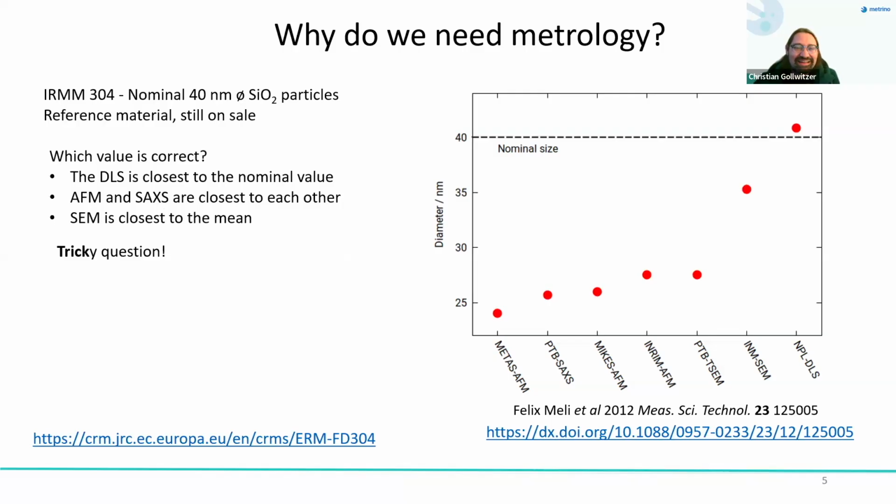Okay, so not spoiling. There are arguments actually for each of these answers. The DLS could be the correct one because it is closest to the 40 nanometers that we got from the IRMM. So we would expect something like 40 nanometers. Then for the second answer, the AFM, SAXS, TSEM, they are very close to each other. So we have multiple measurement methods which each confirm each other, which is also a strong hint that it could be the right result.